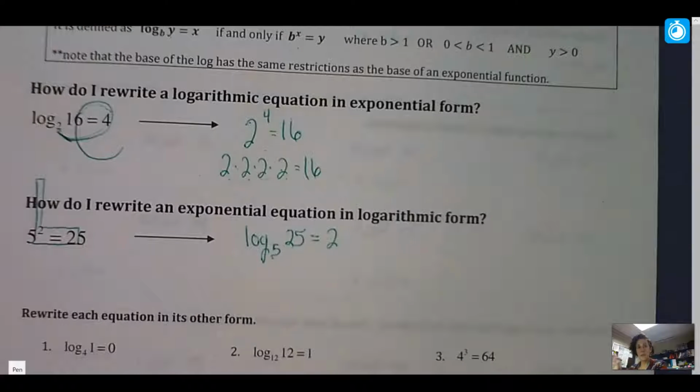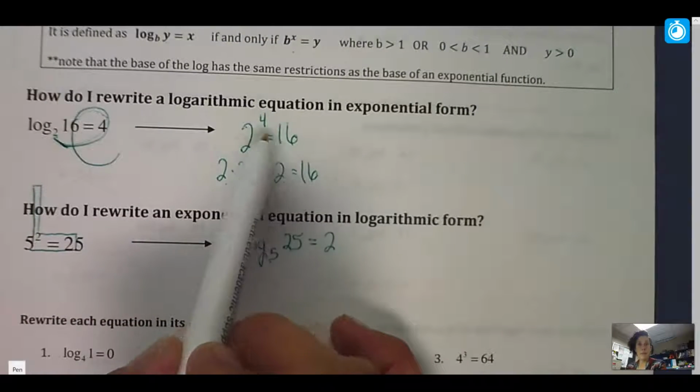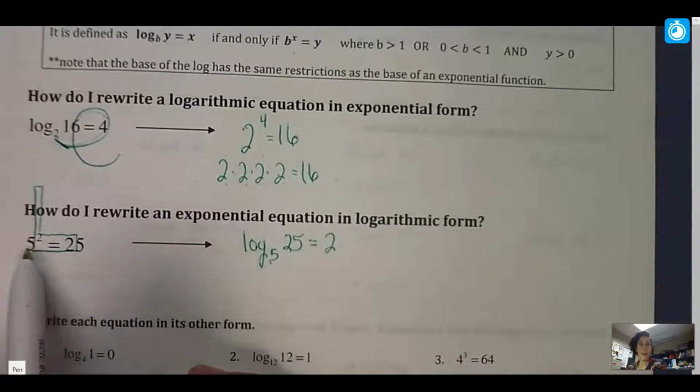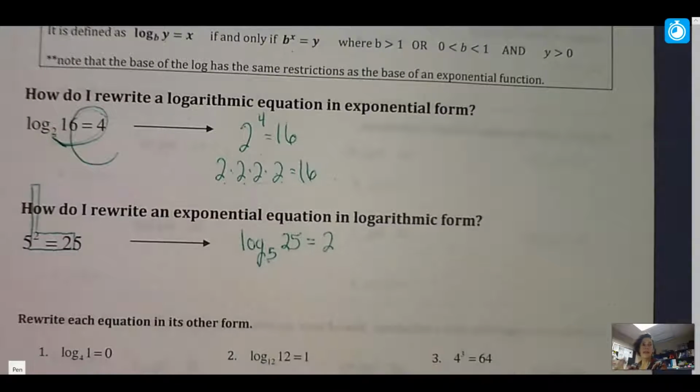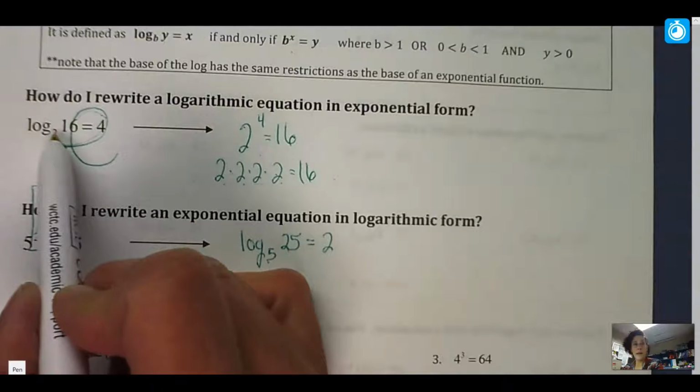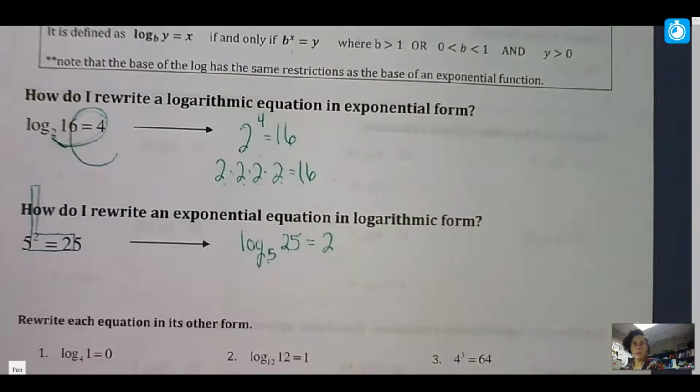So there's one really big thing to realize. The base of the log is the base of the exponent. The base of the exponent is the base of the log. And then it's the other two parts that go into different places. So again, just back to the vocab, this is the base and this is the argument.